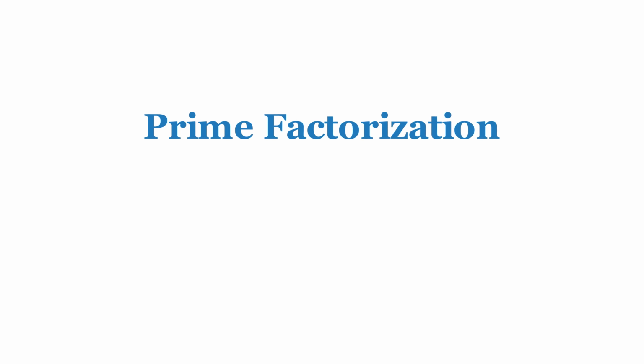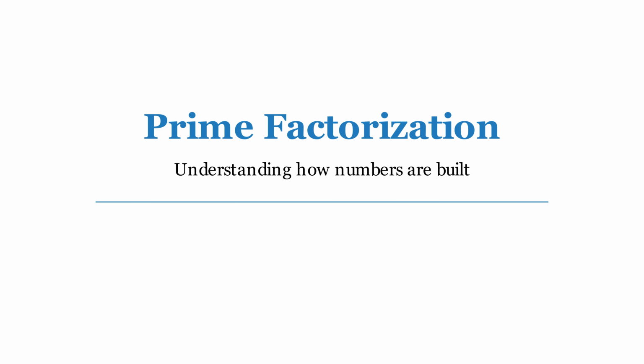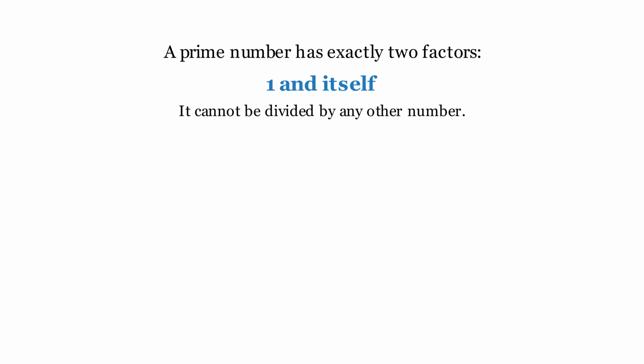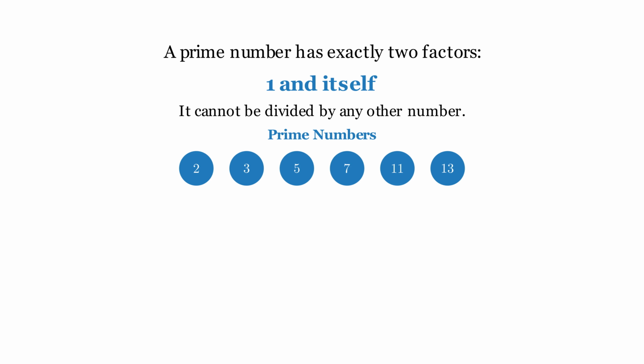Prime factorization is one of the most important and powerful ideas in mathematics because it helps us understand how numbers are built. Before learning prime factorization, we first need to understand prime numbers. A prime number is a number greater than 1 that has exactly two factors, 1 and the number itself. That means it cannot be divided exactly by any other number. For example, 2, 3, 5, 7, 11, and 13 are prime numbers because they only have two factors.